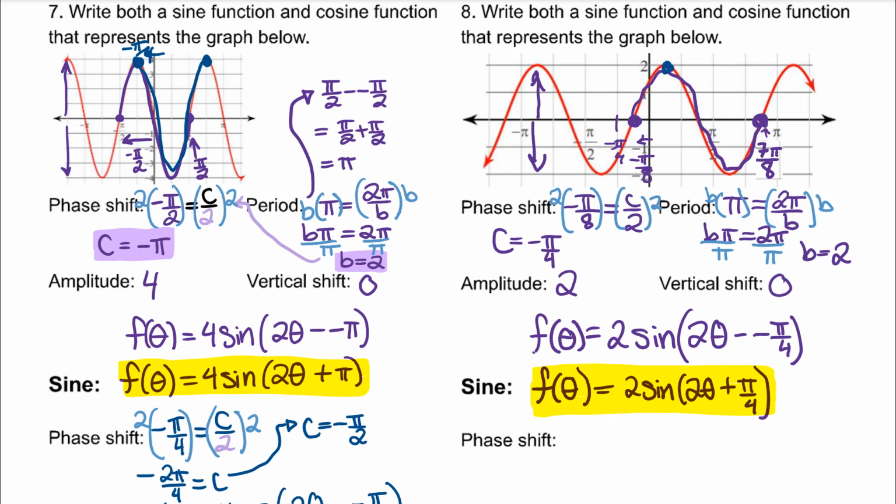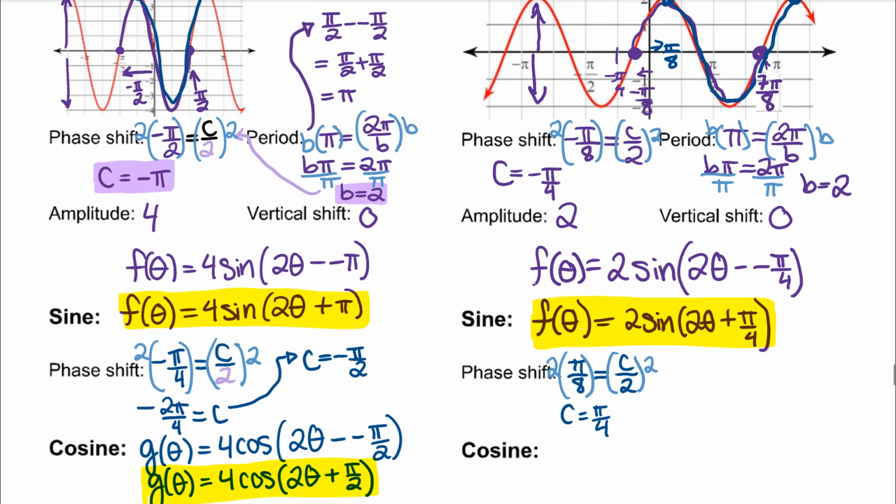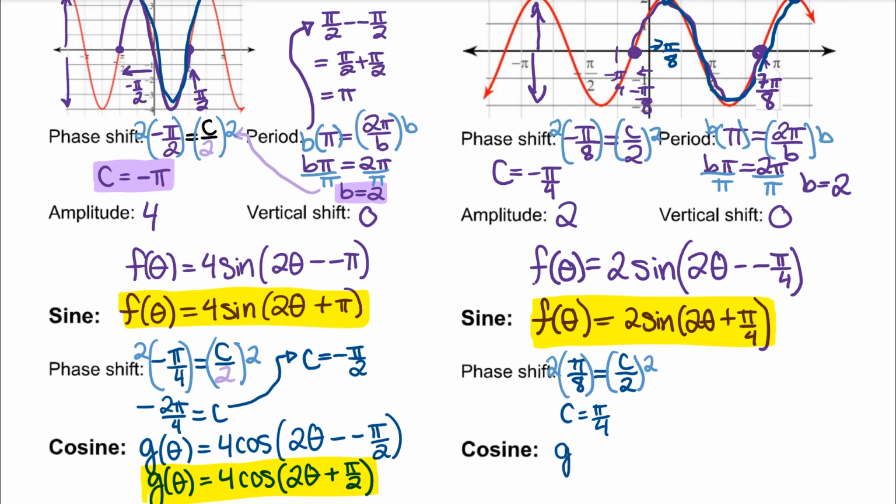For cosine, our phase shift is in the opposite direction, pi over 8. Everything else stays the same, so we just need to find the new value of c. So pi over 8 is equal to c over b, the phase shift formula. B is 2, so plug in 2 for b, and solve for c. That makes c equal to pi fourths. So the cosine function would be g of theta equals 2 cosine of 2 theta minus pi fourths. And that is writing sinusoidal functions given a graph.